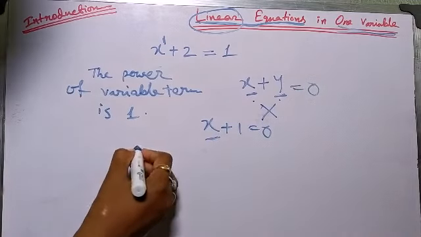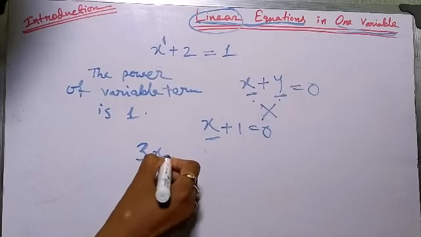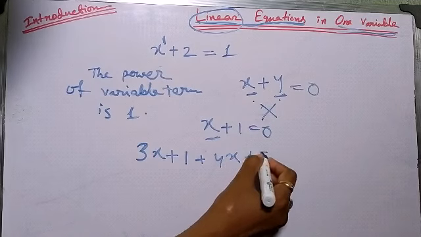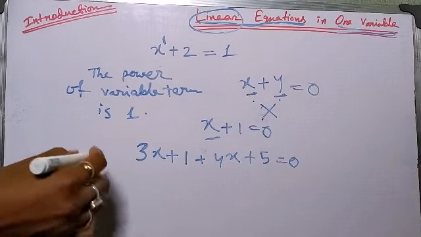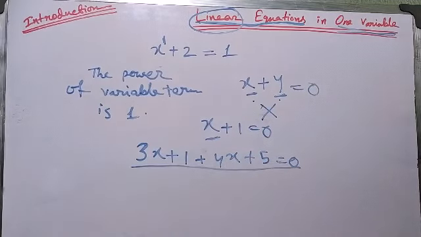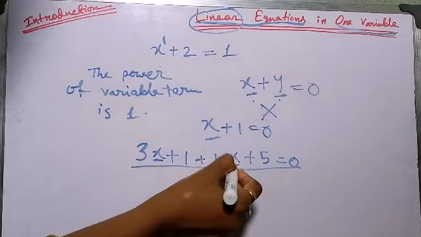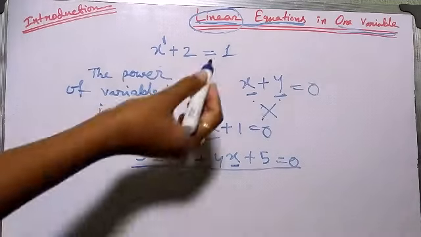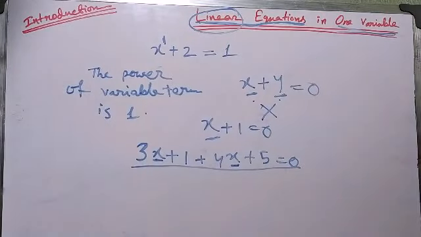Maybe that type of equation will be, suppose 3x plus 1 plus 4x plus 5 equal to 0. This equation is also a linear equation in one variable, because here only one variable is used. Different variables will not be used in this equation. That's why this name is linear equation in one variable.